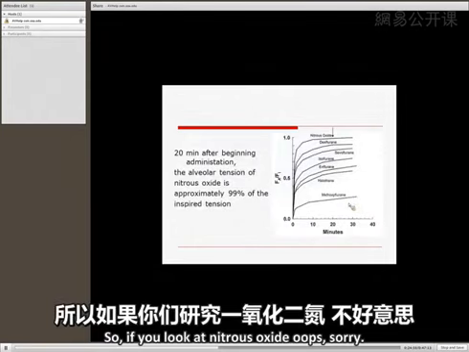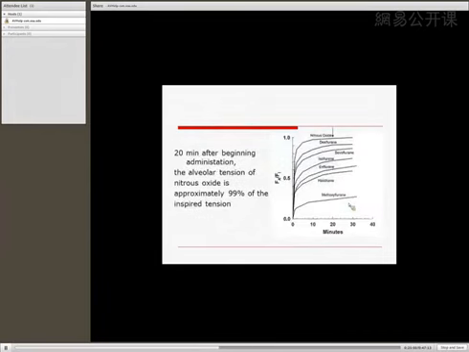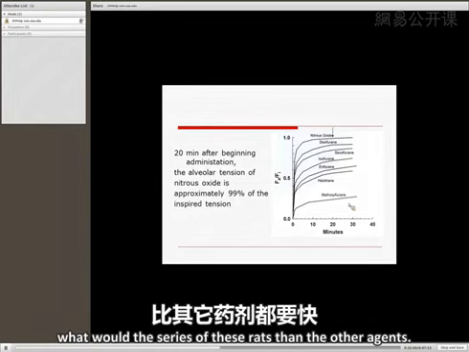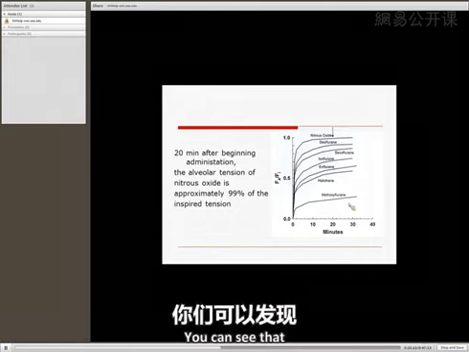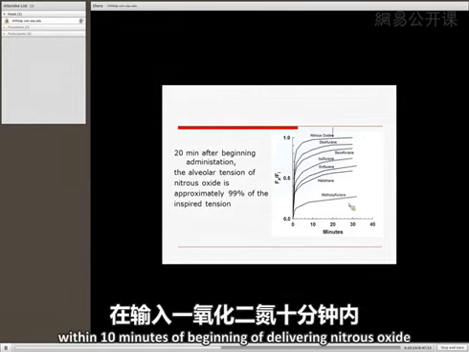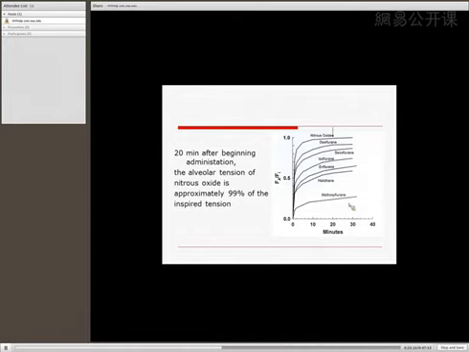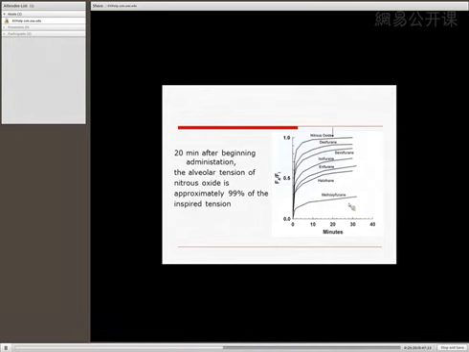So if you look at nitrous oxide, it has the fastest rate of rise. We'll look at a series of these graphs over the other agents, or we'll repeat this graph. So this is the amount that's being delivered to the patient. You can see that within 10 minutes of the beginning of delivery of nitrous oxide, you're almost at 100% of what you're delivering. Very insoluble, rapidly rises. At 20 minutes, you're at 99% of the amount that you're delivering. That's as fast as we have.